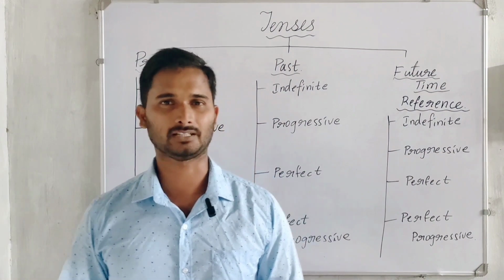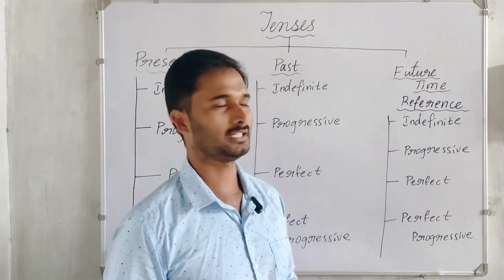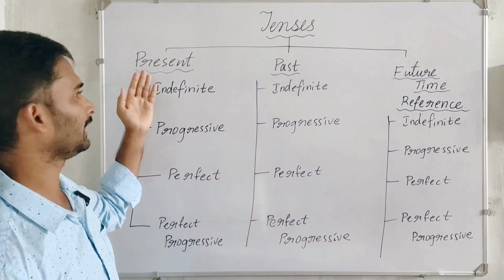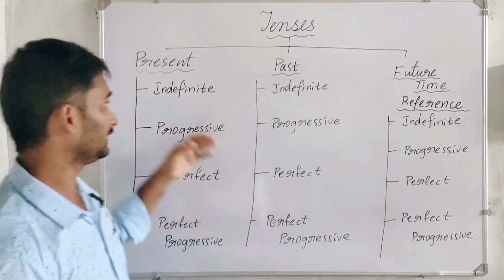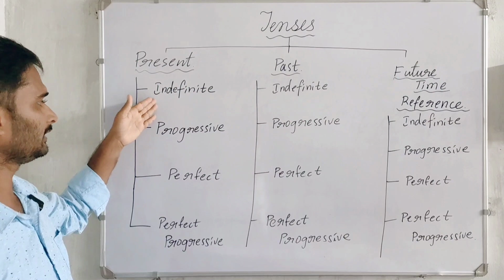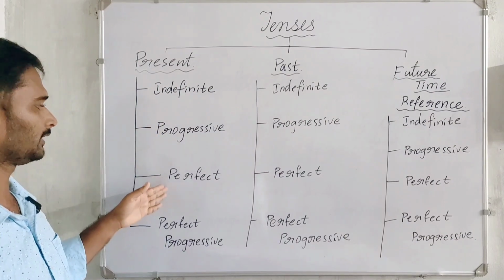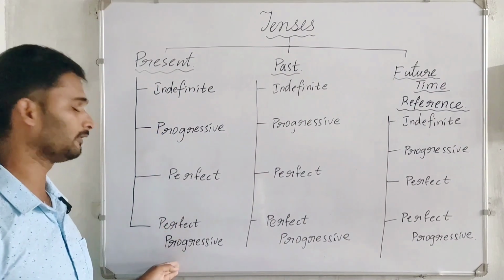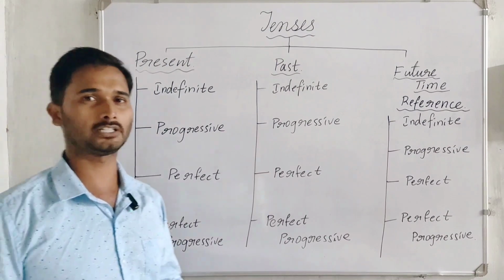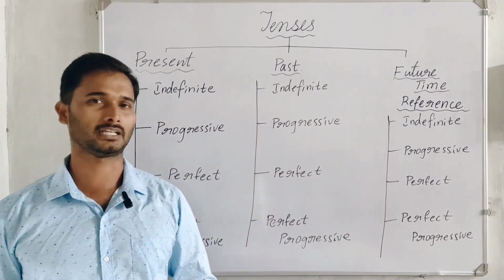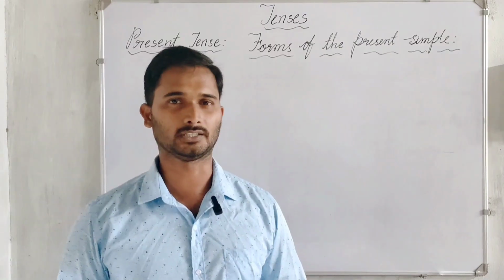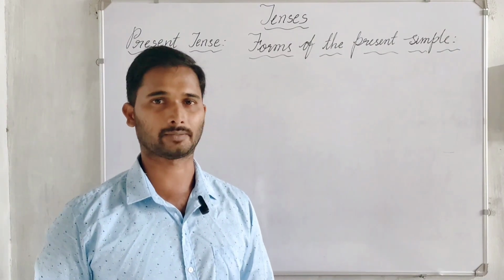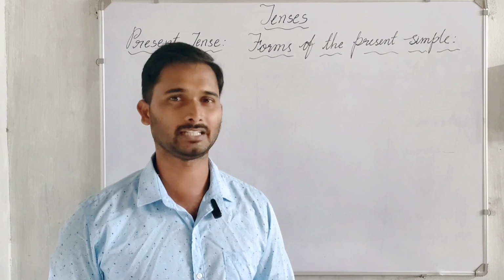Based on the time division, the tenses have been classified in this way. The present has four divisions, and the past and the future too. Let's see these all: present indefinite, present progressive, present perfect, and present perfect progressive. We are going to learn these all in detail with one or two examples and definitions, step by step.